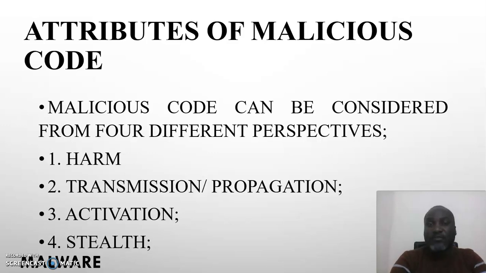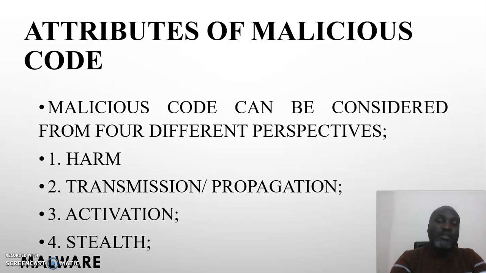The other one is activation. Now, under activation, we can consider the ways in which a malware propagates, how a malware program becomes active. How is it activated? Is it when specified conditions are met, or is it when a particular period is reached, or is it when a particular program is clicked or installed? That is also the third part of our attributes.